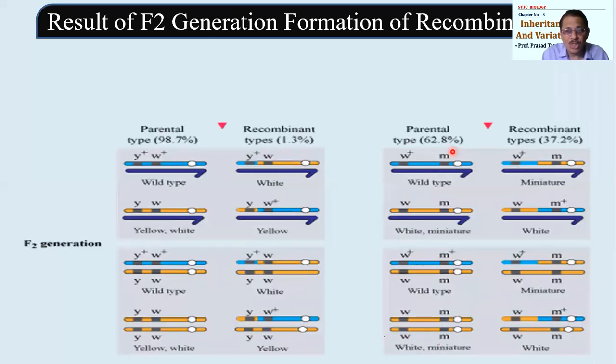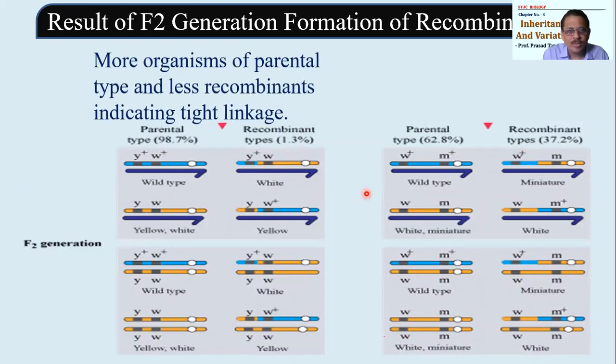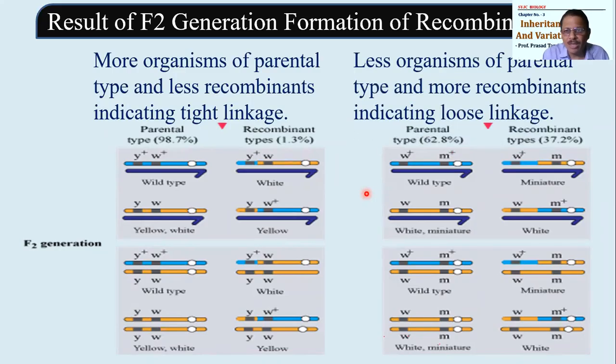यहाँ पे क्या हुआ, frequency of two genes being together is less compared to this, and frequency of two genes forming recombinations is more. So in short, if recombinations formed are more, then it will be called loose linkage, and if recombinations formed are less, it will indicate tight linkage. Read what is given over here. More organisms of parental type and less organisms with recombinations indicate tight linkage. Less organisms of parental type and more organisms of recombination type indicate loose linkage.